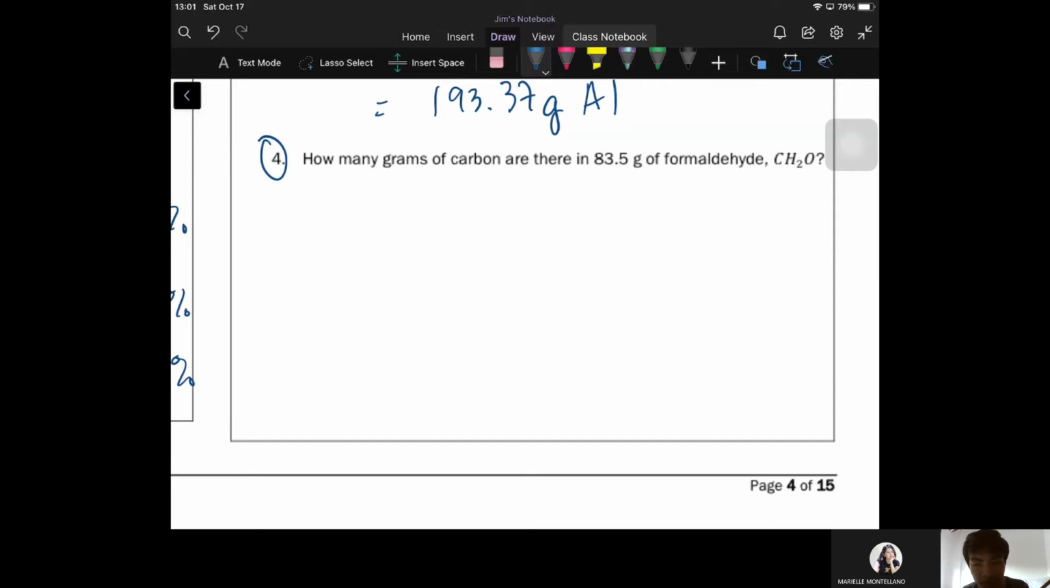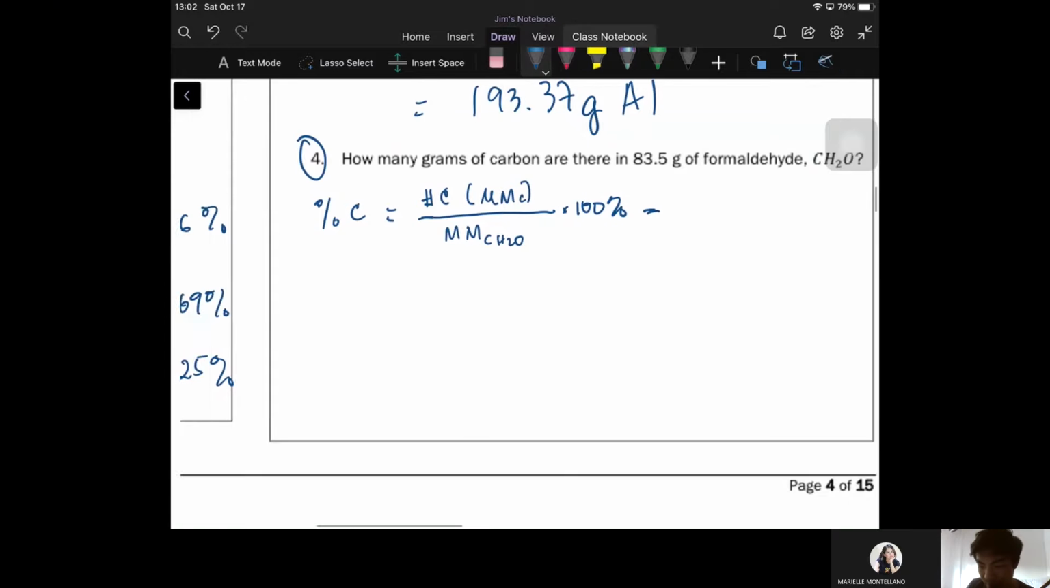So, since tinatanong yung mass ng isang element, ang kailangan mo gawin dyan ay kunin mo yung percent mass muna ng element na gusto mo hanapin. So, to solve for the percent mass of carbon, that is just the number of carbon atoms times its molar mass of carbon, divided by the molar mass of your compound, which is formaldehyde, times 100%. So, ganun lang yung formula niya.